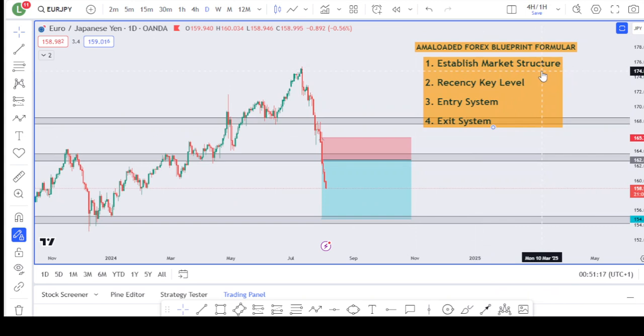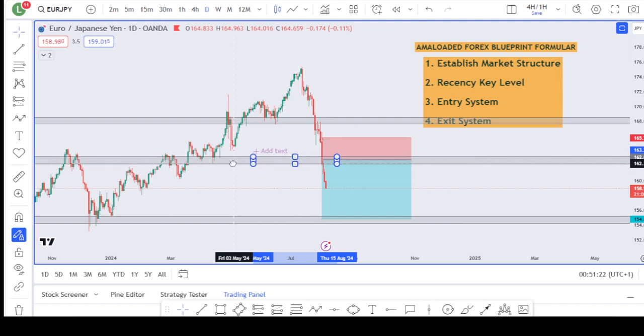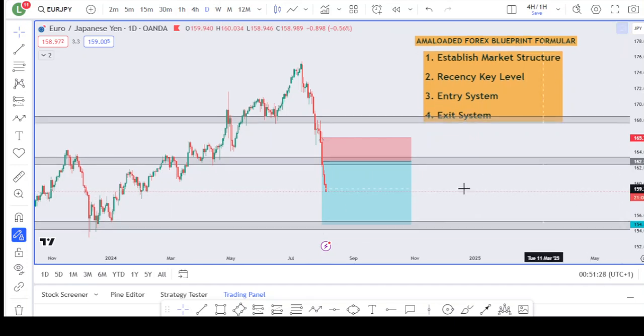Once you're able to establish the market structure, then watch out for the recent key level zone here. Then we have this, then we have this, right? So after that, then the entry system by using our reversal candlestick pattern. There are two types of reversal candlestick pattern: bearish reversal candlestick pattern and bullish reversal candlestick pattern. It depends on the current market sentiment. If we are selling, then we have to watch out for bearish reversal candlestick pattern. If we are buying, then we have to watch out for bullish reversal candlestick pattern.